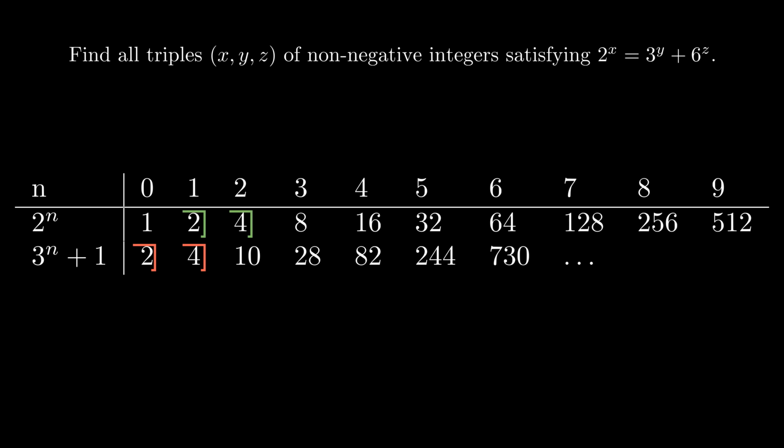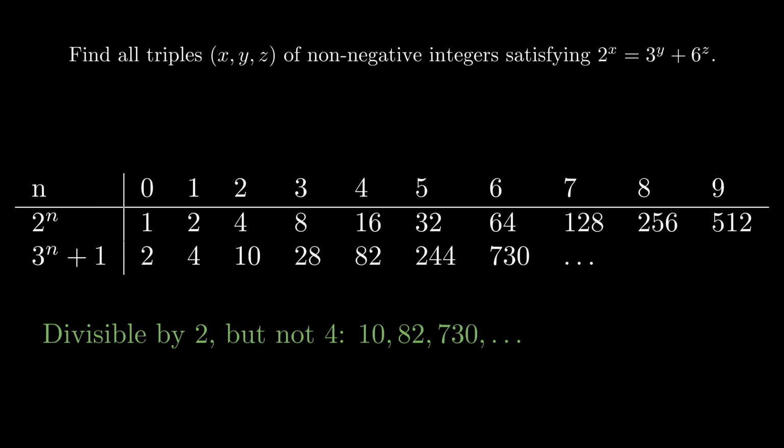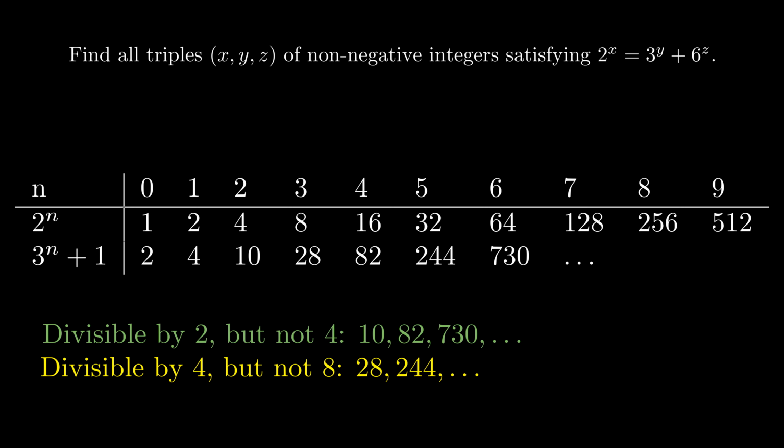These lists have 2 and 4 in common, but they don't seem to share any other values. Well, for a number greater than 1 to not be a power of 2, it has to have prime factors other than 2. So let's explore the prime factorization of the other terms. Looking at their factorizations, it seems like some of the terms are divisible by 2 but not 4, and the remaining terms are divisible by 4 but not 8. And what's more, these terms seem to alternate.